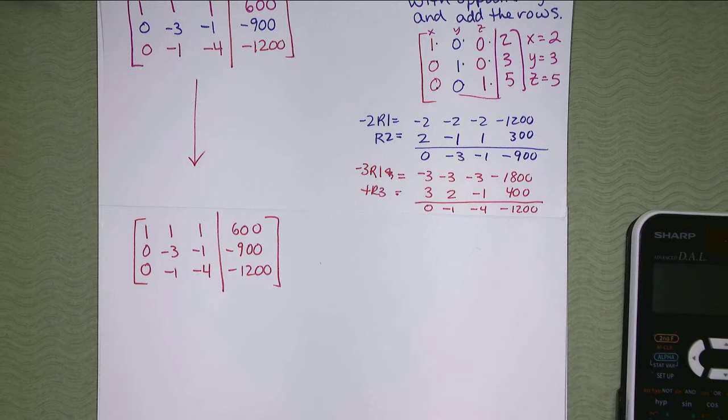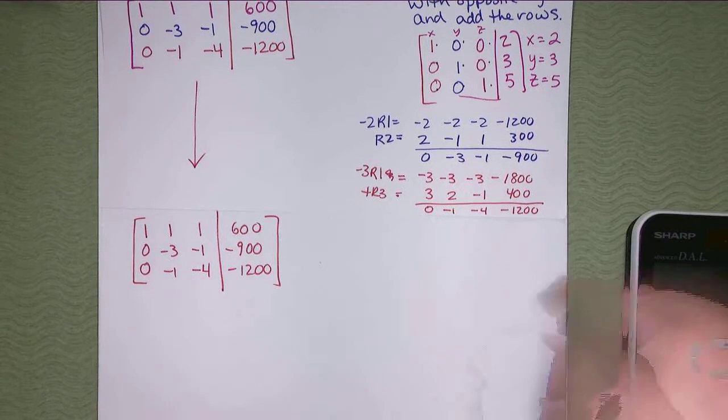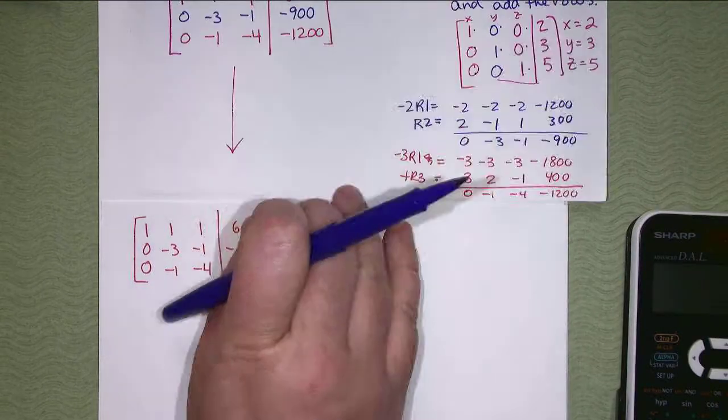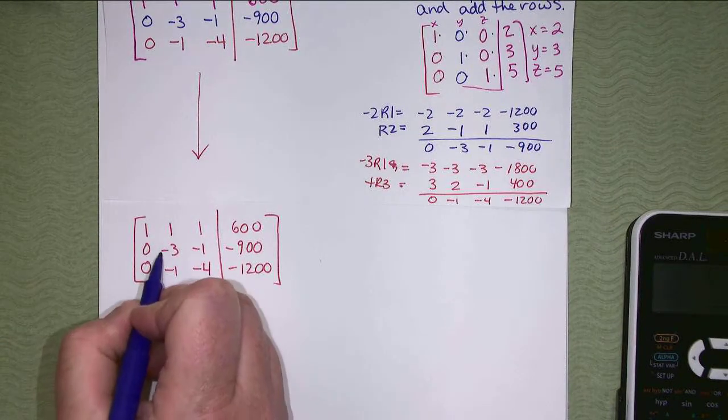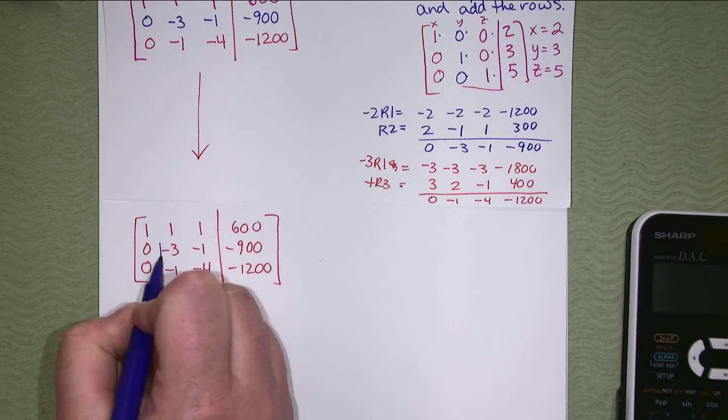Okay, so where do we go from here? We're done with column 1, we move to column 2, and we need a 1 right here. Now, to make a 1, you divide by whatever number's there.